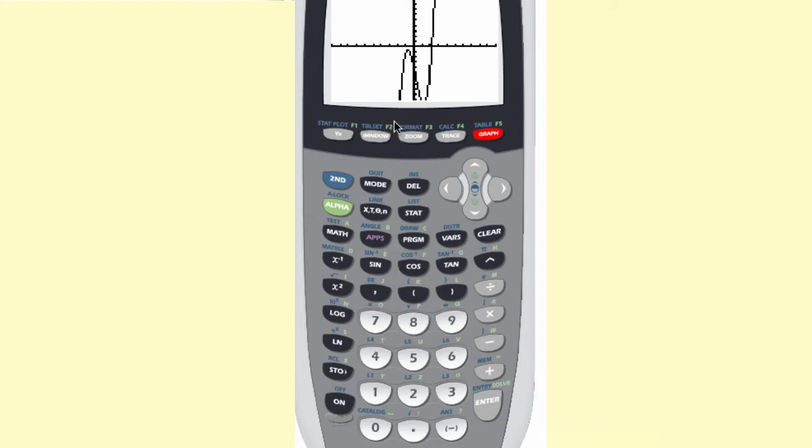I'm going to press graph, and this is a standard window. And since I know end behavior, I know that the graph is coming up from the left here, and then here's a turning point, and then down, and then here's another turning point just barely off the screen, and then up, and here's a 0 right here, and then it continues to go up.